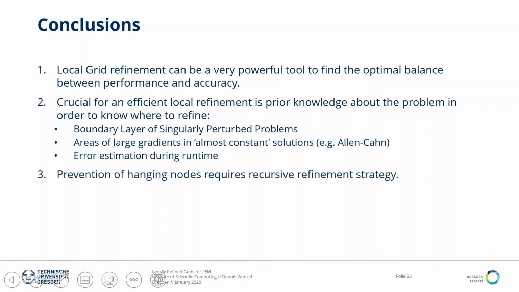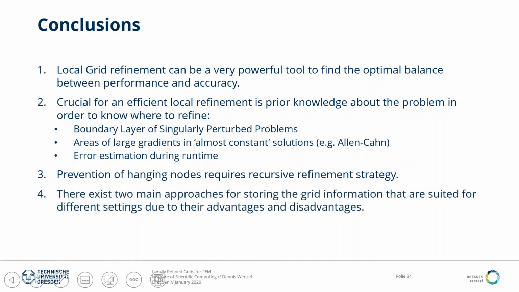You need to prevent hanging nodes by doing a recursive refinement strategy. Otherwise, your method is not well defined after refinement. Of course, aside from just preventing hanging nodes, you also need to prevent irregular shapes of triangles. So you always have to keep your shape regularity. And there are two main approaches for storing the grid information, and they have both different advantages and disadvantages, and you need to choose a good one exactly for your needs.